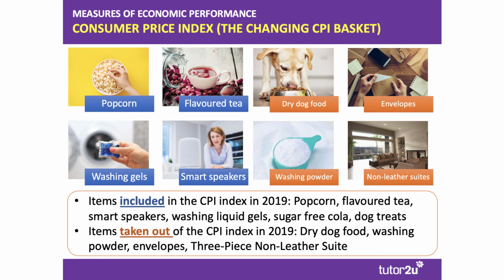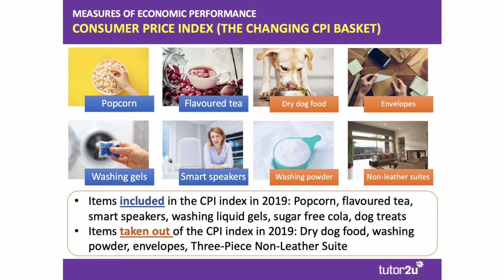Each year, the ONS, the Office for National Statistics, make adjustments to the different types of goods and services that appear in the index. So taking 2019 as an example, they included for the first time popcorn. I'm eating a lot of that recently. Flavoured tea, definitely. Smart speakers. Many of us have an Alexa in our bathroom, our kitchen, or our living room.